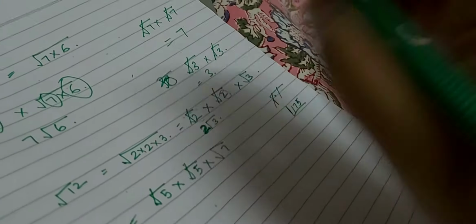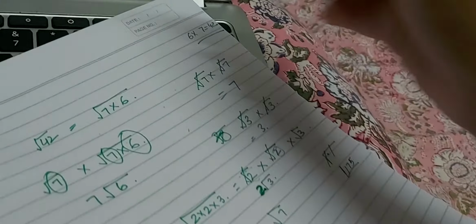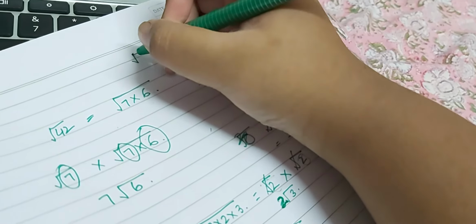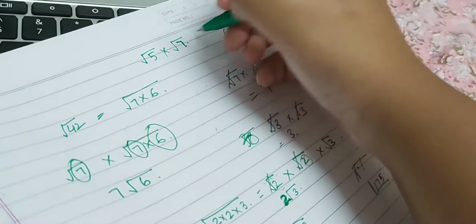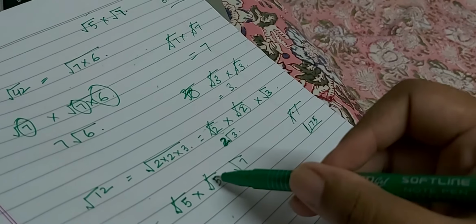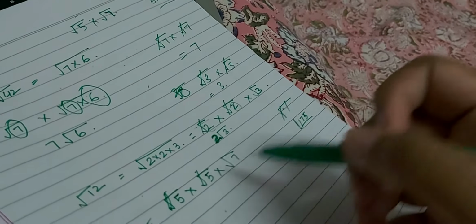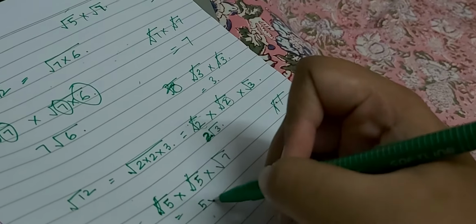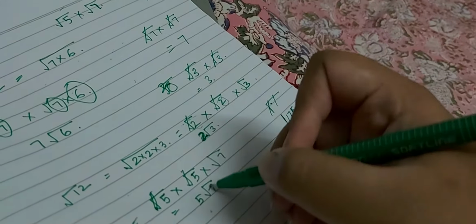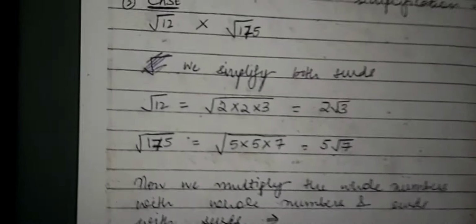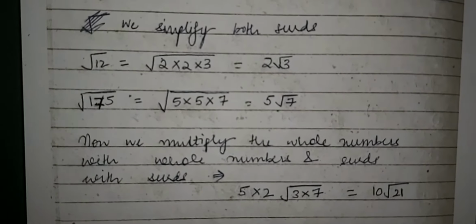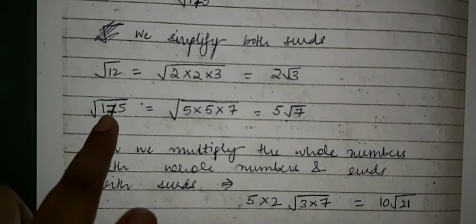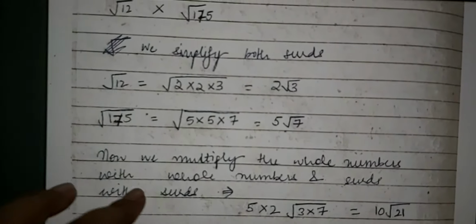Cut. Now something very important to remember is if it was root 5 into root 7, then you would have to keep it like this only. But over here, because 5 and 5 same hai, that's why I can cut root and root. What is left? 5 root 7. Okay, 5 root 7. Now I have factorized it. I have simplified root 12 and root 175. I have 2 root 3 and 5 root 7.